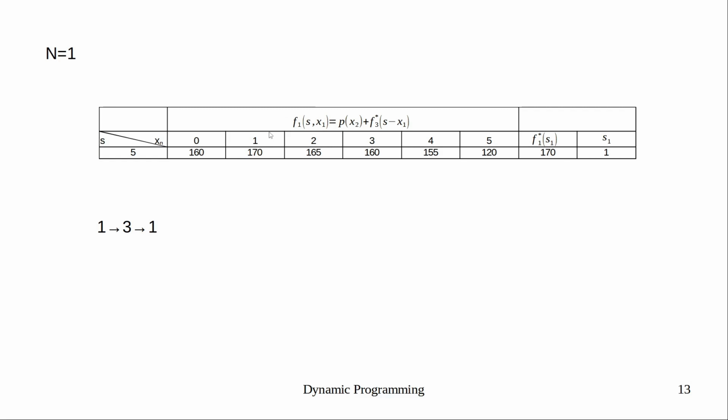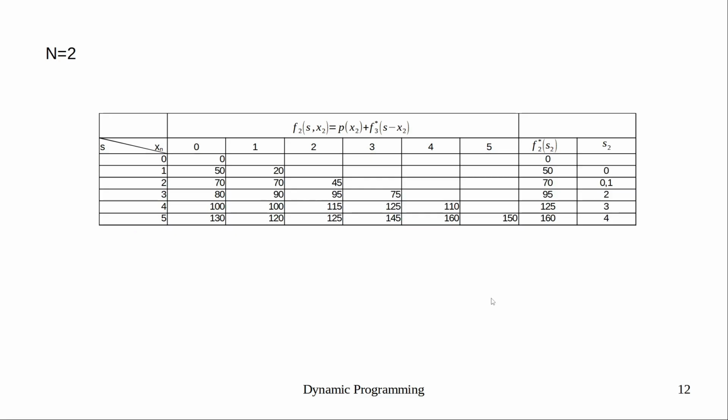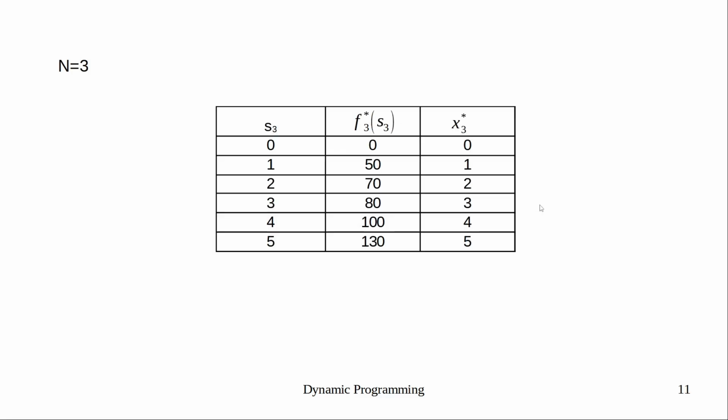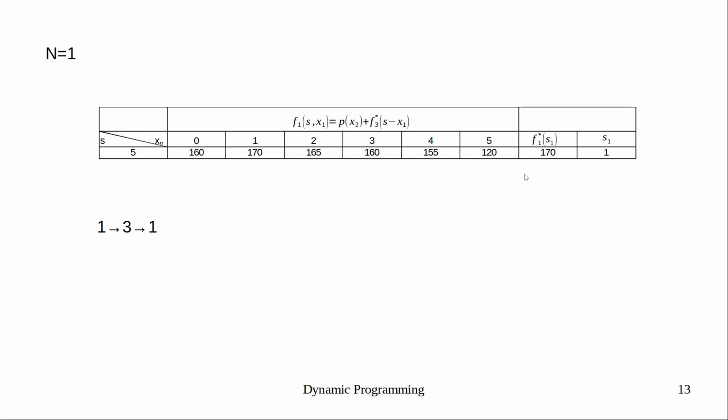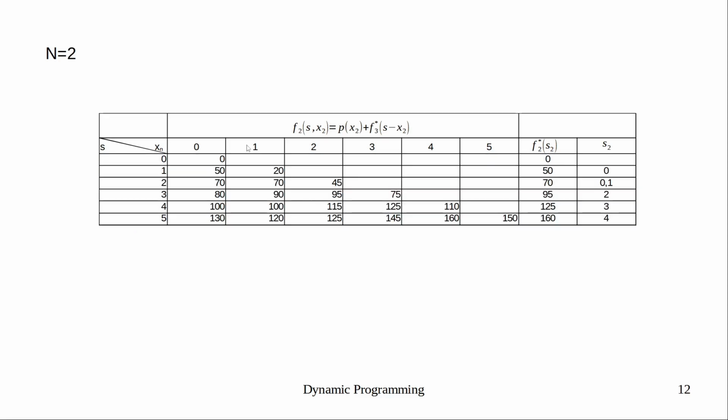170 means you allocate to country number 1, 170. Now, this 170, look up. So, it's going to be 170 here. So you have allocated yourself 1 team here. Now, if you have allocated yourself 1 team here, the leftover teams are going to be 4 teams. So, go back here. We come to 4.